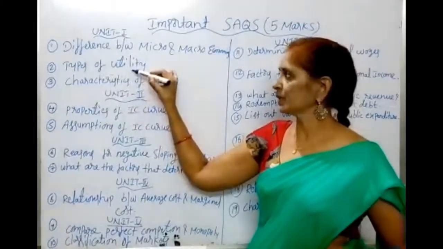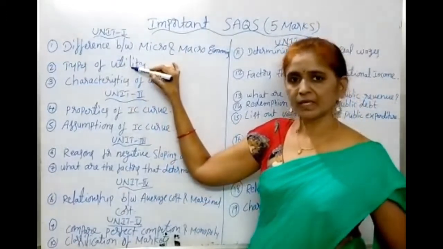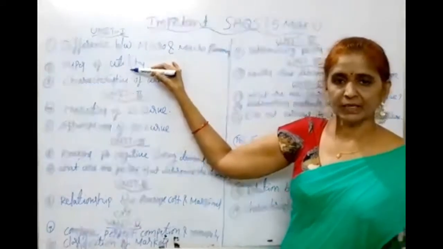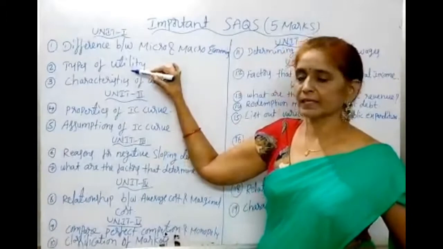Next one, types of utility. First, you have to write the meaning of utility and later write the 4 types of utility: form utility, place utility, time utility and service utility.